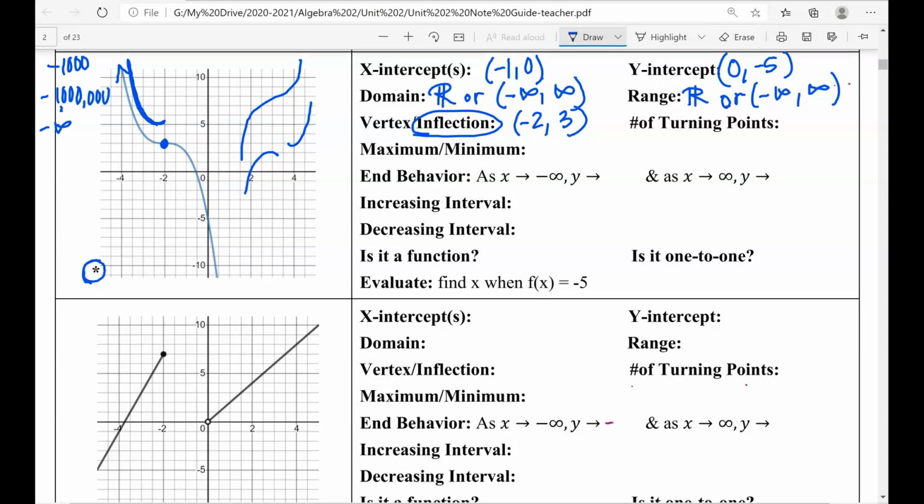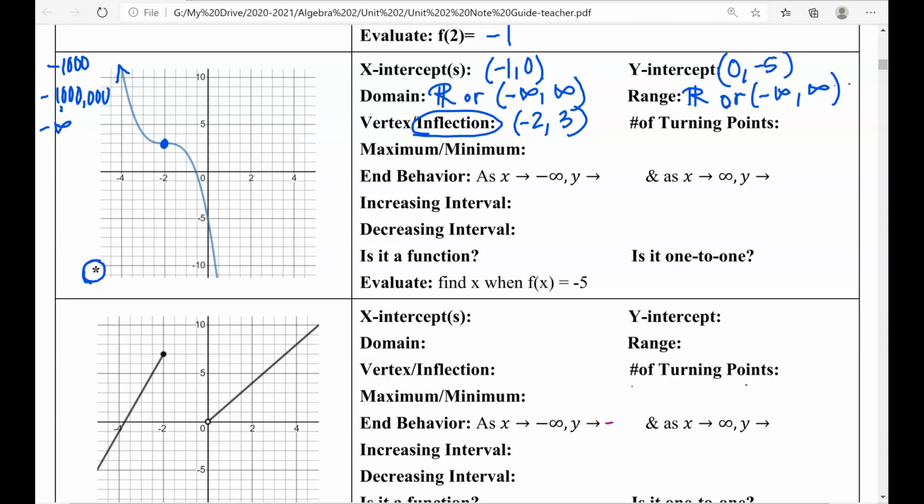Now this one, we do not have a high or a low. To have a high, we have to have this. To have a low, we have to have this. So this one does not have any. We'll just write NA, so we don't have a max or a min.